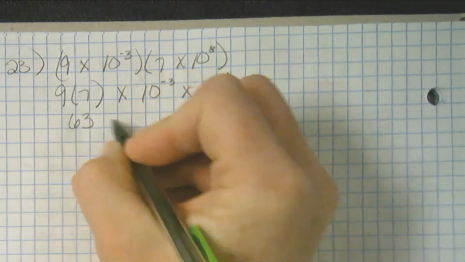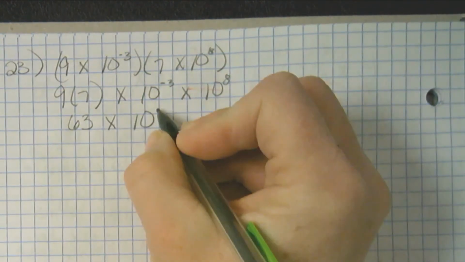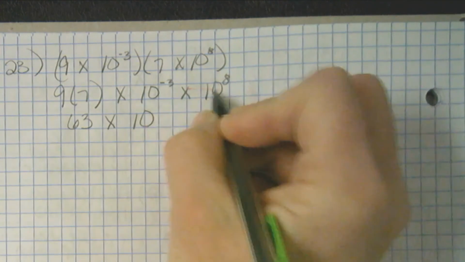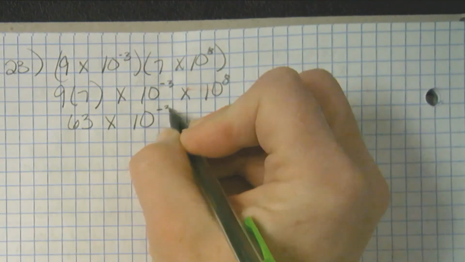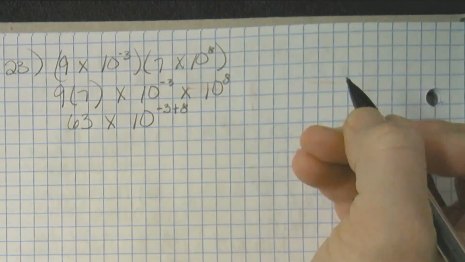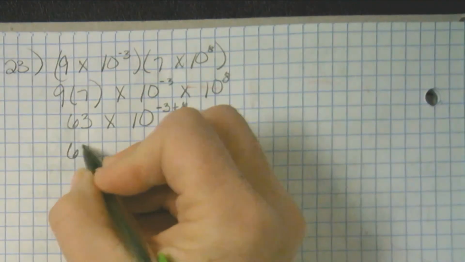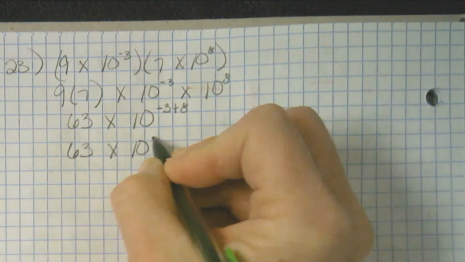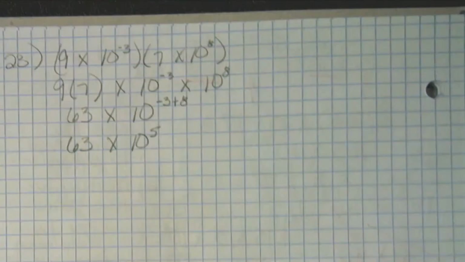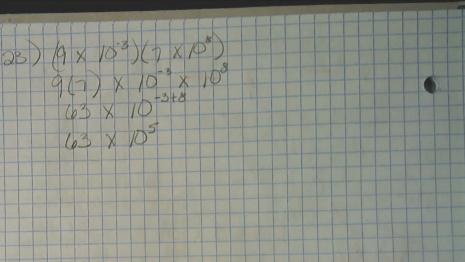So I have 63 times 10 to the, well, I'm adding my exponents because I'm multiplying two numbers with the same base, so I have negative 3 plus 8. So I have 63 times 10 to the 5th power. So are you cool with that?